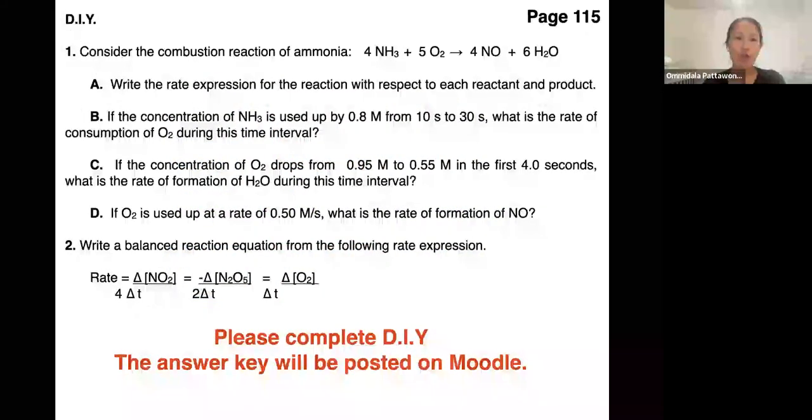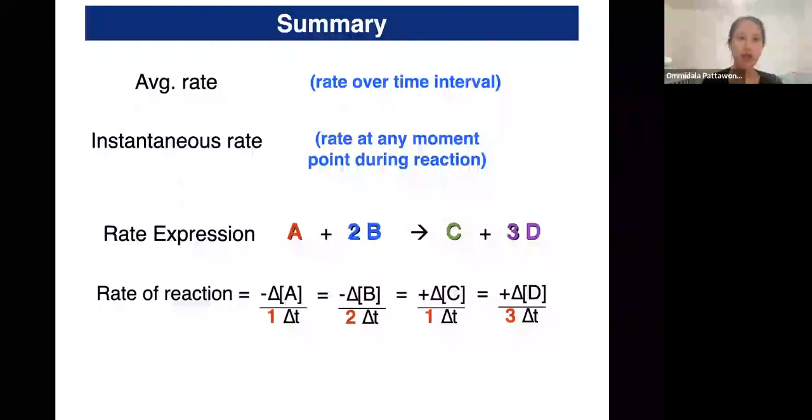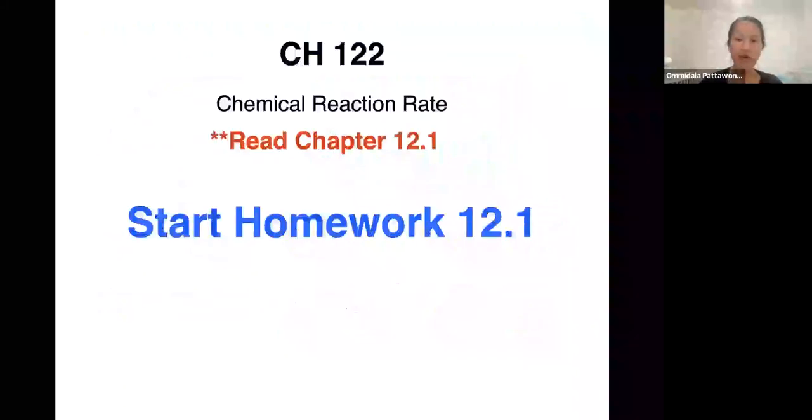All right, so here are more DIY problems that are associated with this chapter section. So please complete this and then check your work against my key that I'm going to post on Moodle. Here's a summary of this chapter section. Okay, so we looked at the average rate, instantaneous rate, and the rate expression based on each species within the chemical reaction, and we looked at the overall rate of reaction as well. Okay, so please start working on your homework 12.1 as soon as possible.